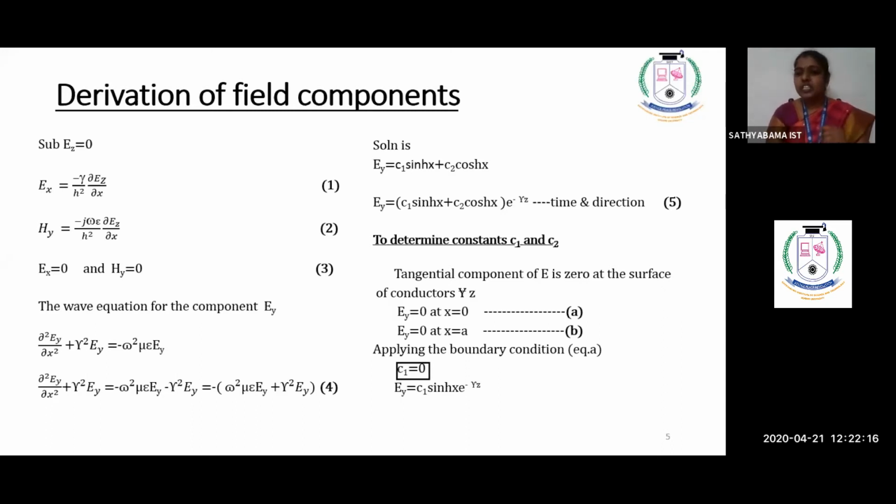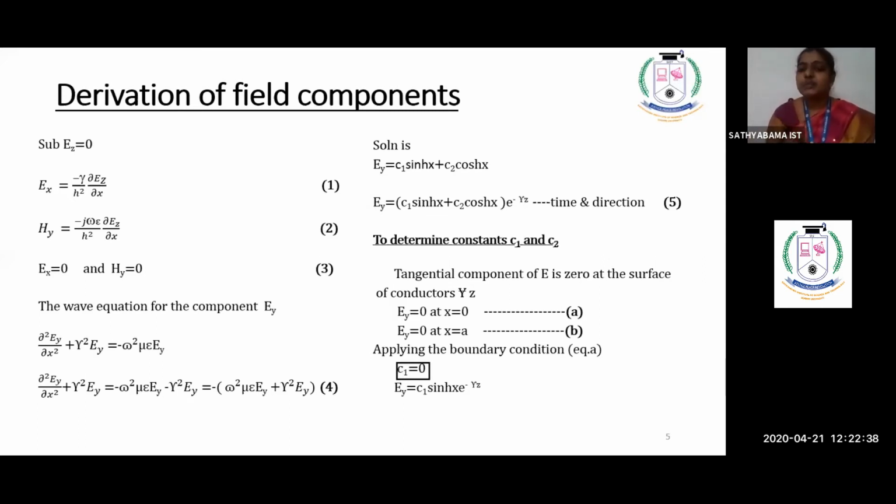Ey is equal to 0 at x equal to 0 and Ey equal to 0 at x equal to a. Now these boundary conditions, one by one, if you substitute in your equation number 5 and you start solving, you will be able to get the arbitrary constants C1 and C2. So now what I did is I substituted the first boundary condition in the equation Ey.